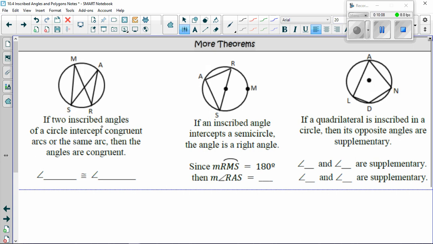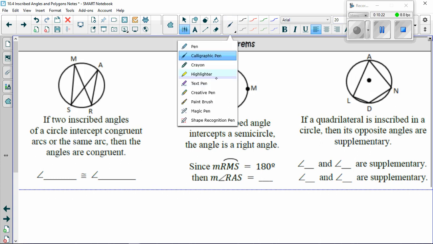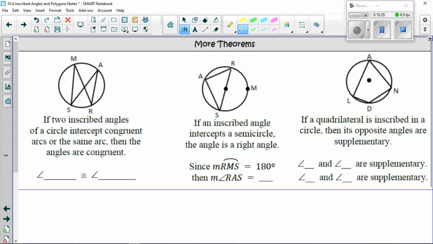If you have two inscribed angles in a circle and they intercept congruent arcs or the same arc, then the angles are congruent. So for example, let me get the highlighter. If I highlight this angle right here, here's the arc that it uses. So I know that SMR is half of SR. But then if you look at this angle right here, it uses the same arc.